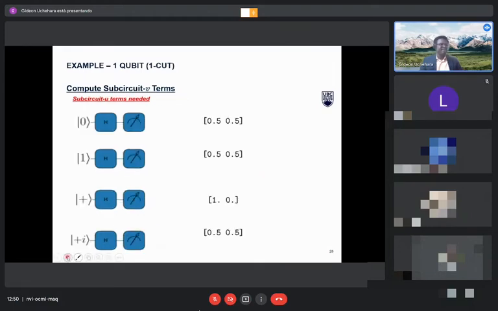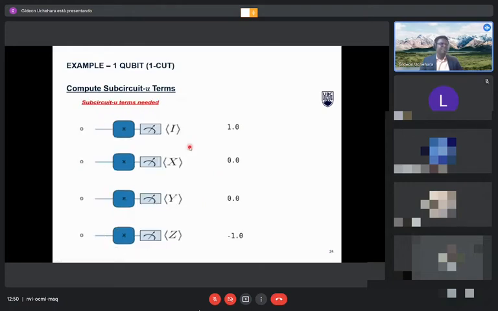So that said, we do the same thing for subcircuit U. In this case, we measure in the 0 basis, 1 basis, plus, and I basis. Why did I choose 4? Sorry, this is 4 because even if I measure X, repeating X is like doing the measurement twice. It doesn't make sense. It will always give you the same result.